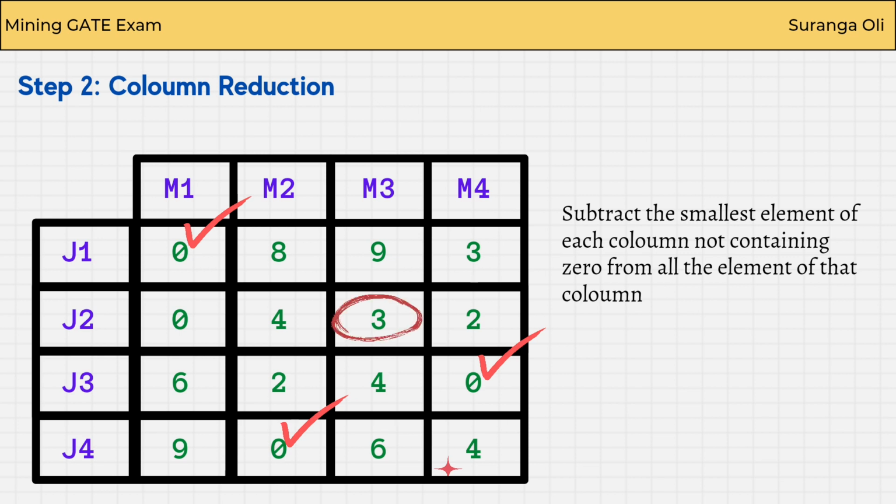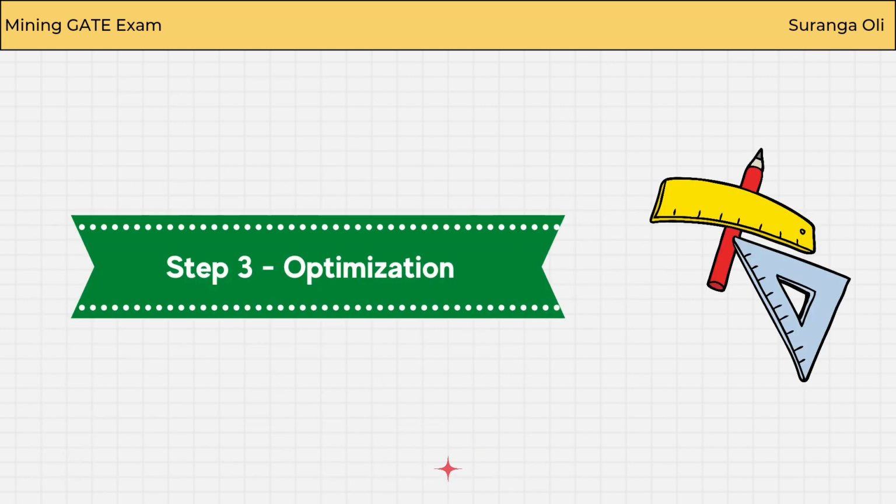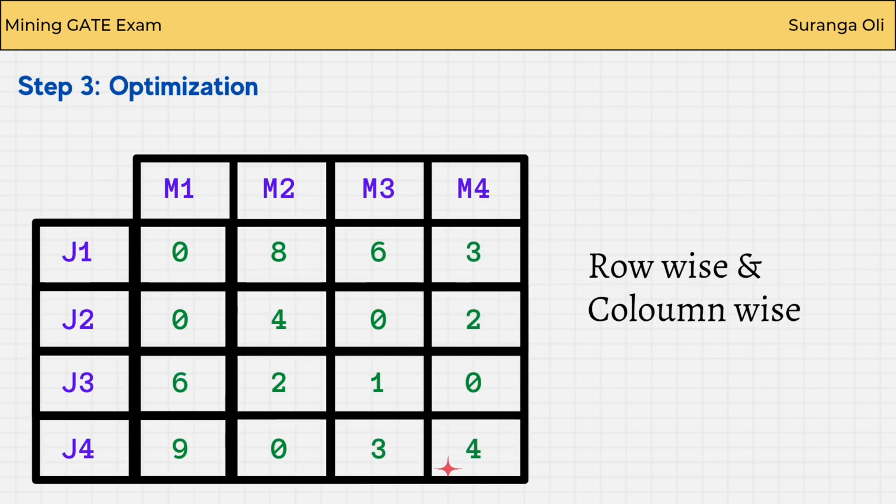But in column number 3, we have the lowest value as 3. So we have to subtract 3 from the remaining values of the column. On subtracting, we are getting the values as 6, 0, 1 and 3. Step 3, optimization. We have to do optimization row-wise, and if there is any need, we have to do optimization column-wise also.